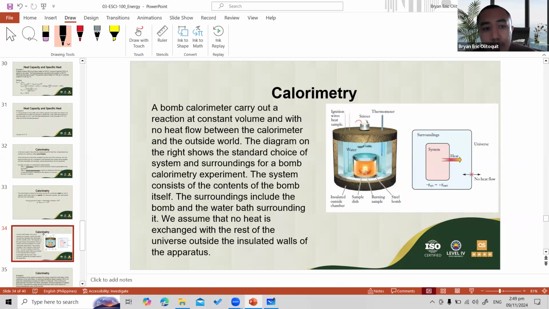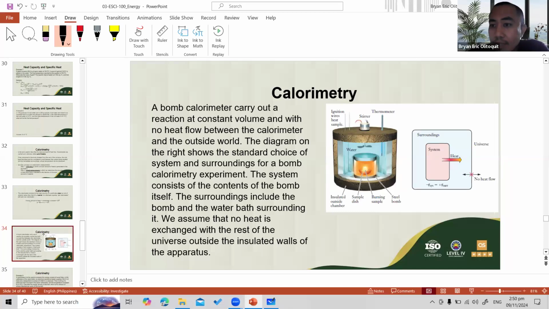Okay, so basahin ko lang muna. A bomb calorimeter carries out a reaction at constant volume and with no heat flow between the calorimeter and the outside world. The diagram on the right shows the standard choice of system and surroundings for a bomb calorimetry experiment. The system consists of the contents of the bomb itself, and the surroundings include the bomb and the water bath surrounding it. We assume that no heat is exchanged with the rest of the universe outside the insulated walls of the apparatus.